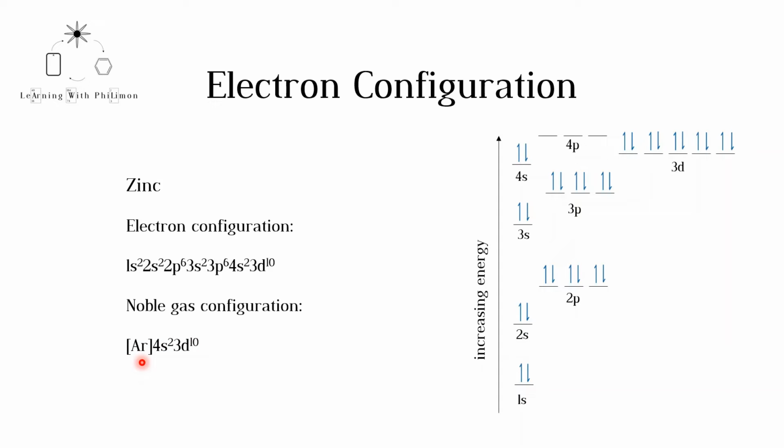Argon has an electron configuration of 1s2, 2s2, 2p6, 3s2, 3p6. So up to this point, you need to add the 4s and 3d electrons. So zinc has a noble gas configuration of Ar, 4s2, 3d10. To write electron configurations, some students remember the order of the orbitals and count the total number of electrons. Some use the periodic table.